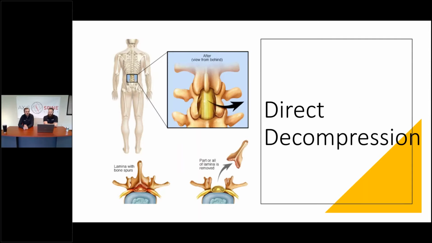So a direct decompression is, I'm sure you've probably heard of it, the roto-rooter surgery. This is the oldest spine surgery in the book. This literally means going in the back of someone's spine, removing the muscle off the spine, and cutting the middle of the spine bone away.